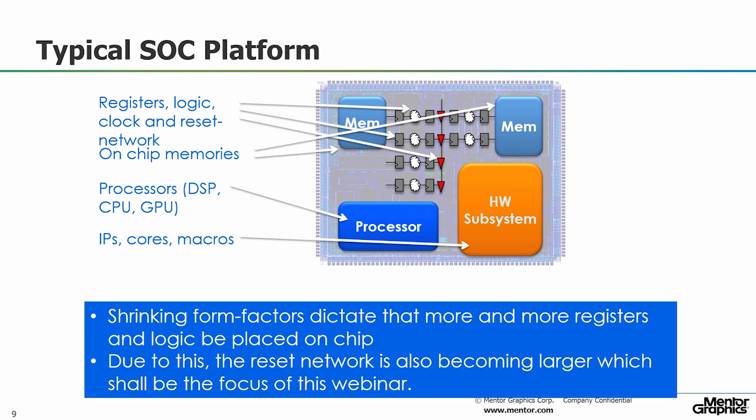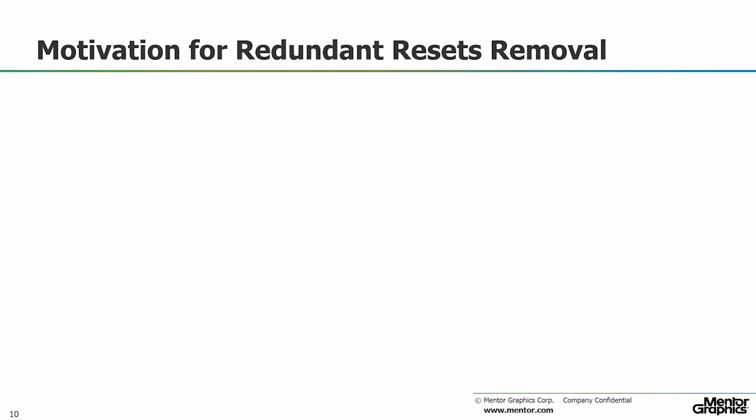The shrinking form factors force us to pack more and more data into less and less, and as a result, the occupancy rate of registers has been ever increasing. Due to this, the reset network is also becoming larger, which shall be the focus for this webinar. Typically, only a subset of registers in the design requires reset.